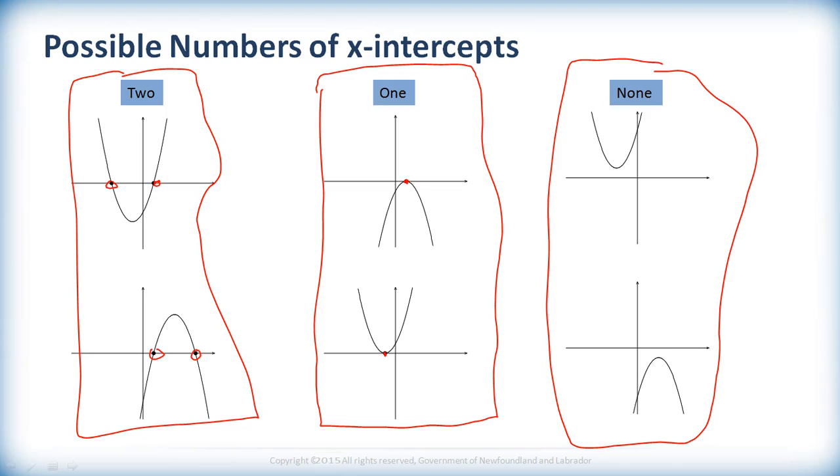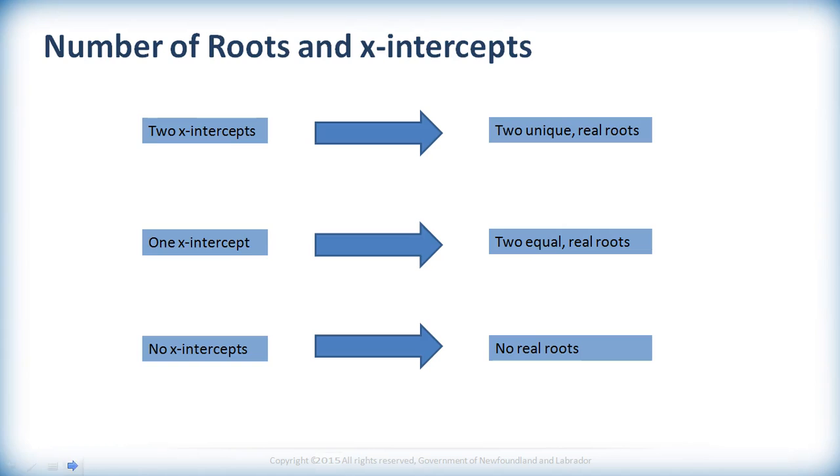So if your vertex is below the x-axis, but the parabola opens up, you're going to get two x-intercepts. If your vertex is above the x-axis, but the parabola opens down, you're going to get two x-intercepts. If the vertex is right on the x-axis, it doesn't matter which way it opens. You're only going to get one x-intercept. If your vertex is above the x-axis and you open up, you won't get any. And if it's below the x-axis and you open down, you won't get any x-intercepts.